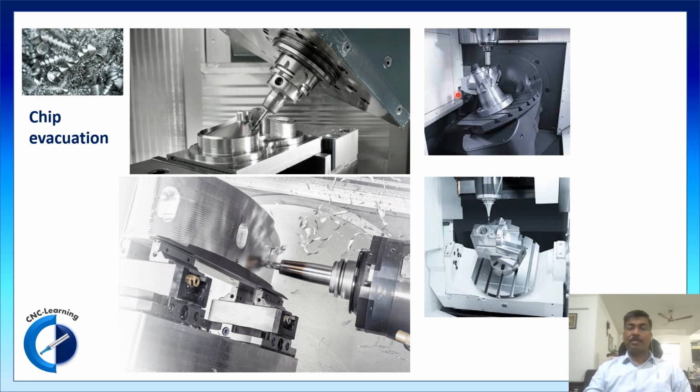Now if you see, this is a tilting table. If you are making a pocket and you are tilting it, then of course the chances are that the chip will get automatically evacuated. But even in this case, if you are doing deep hole drilling, you are not getting the benefit of gravity. So you need to go for the coolant pressure and through coolant option to get the chip evacuation.